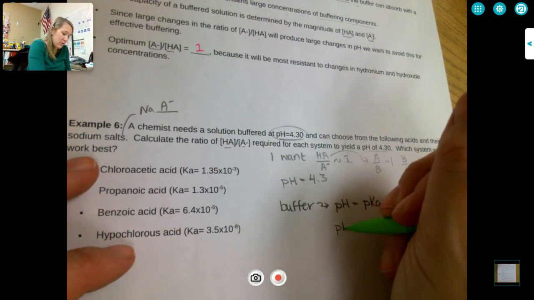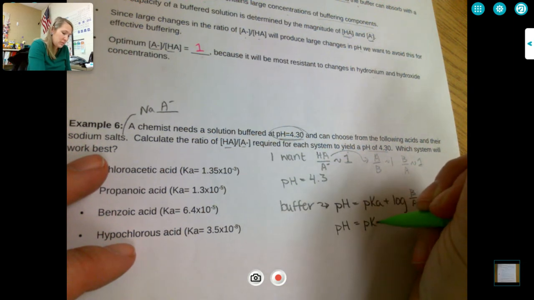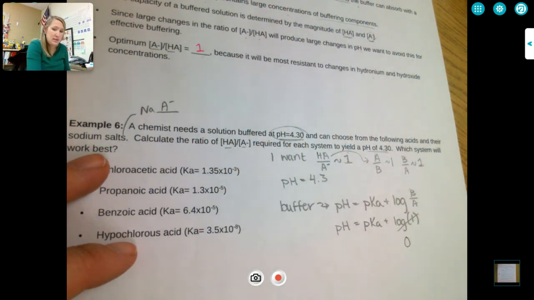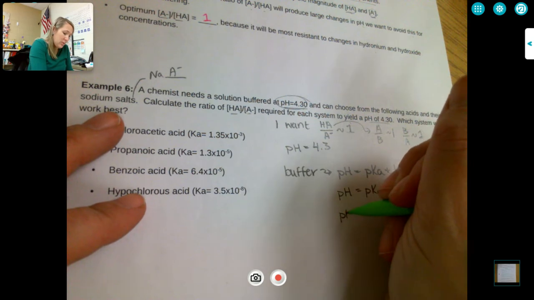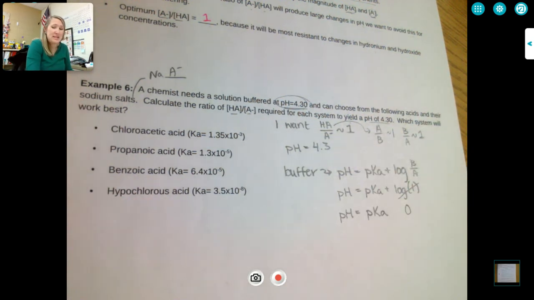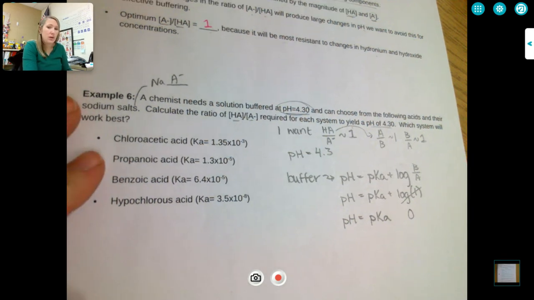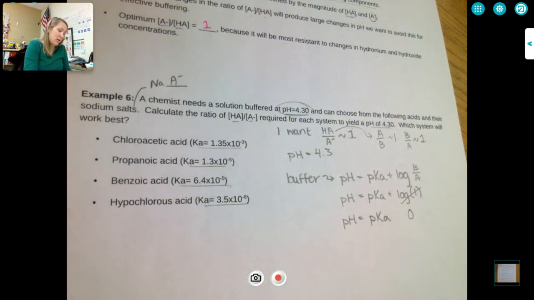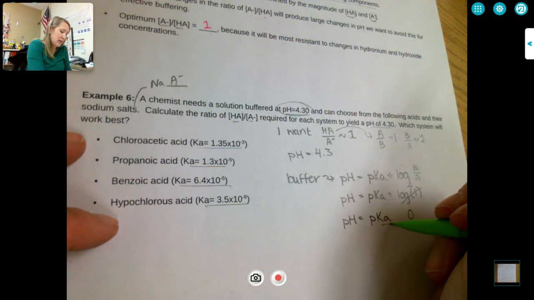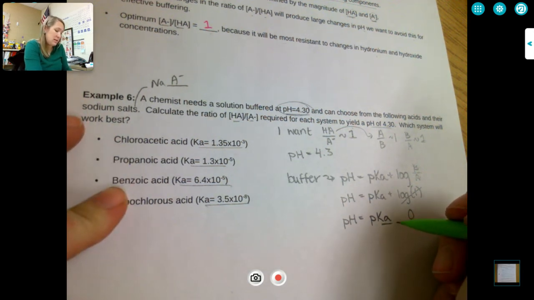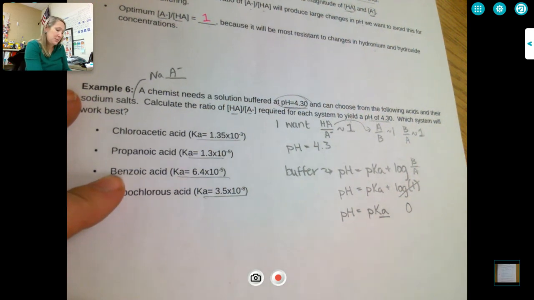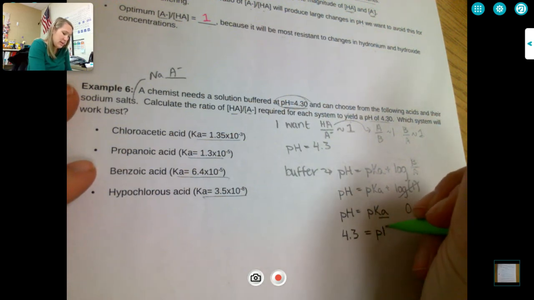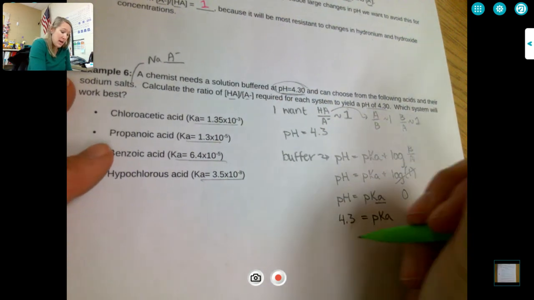So I'm looking for a situation where my pH uses the pKa plus the log of 1. Well, I know that the log of 1 is 0, so I'm looking for a situation where my pH is as close to my pKa as possible. Of these, I'm given Ka values, so I am looking for which one is going to give me a Ka value closest to here. If my pH is 4.3, that's equal to my pKa, and I can figure out my Ka from that.